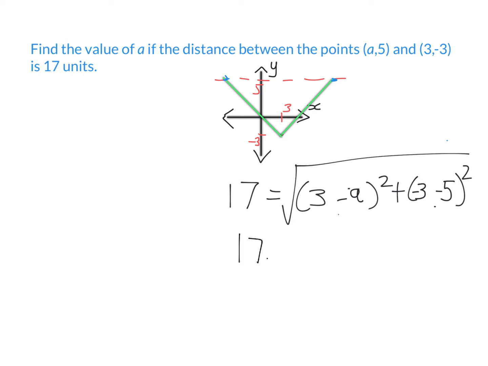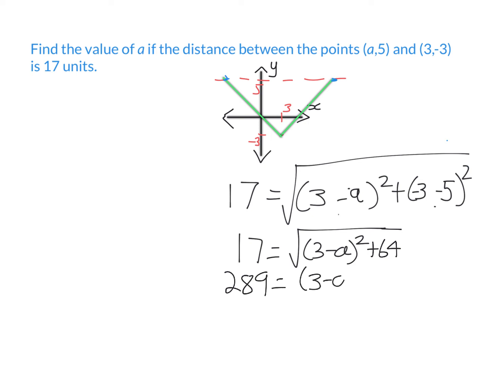So we have 17 equals the square root of (3 minus a) squared plus (negative 3 minus 5) squared. Now, of course, negative 3 minus 5 is negative 8. Negative 8 squared is positive 64. So to get rid of the square root, we're going to square both sides. So 17 squared, and if I square the right-hand side, all I do is take away the square root. So now let's subtract 64 from both sides. 225 equals (3 minus a) squared.